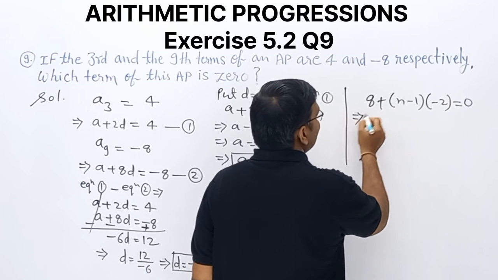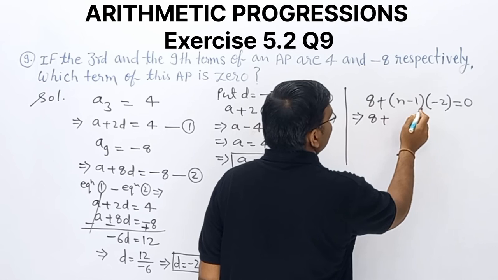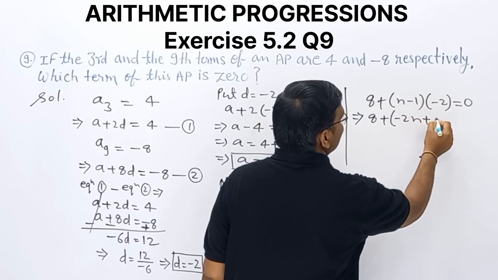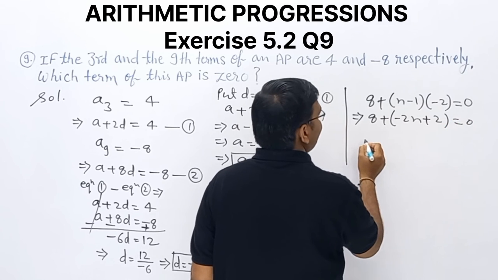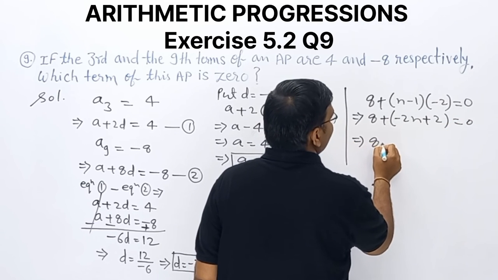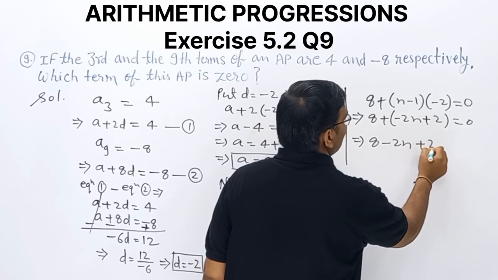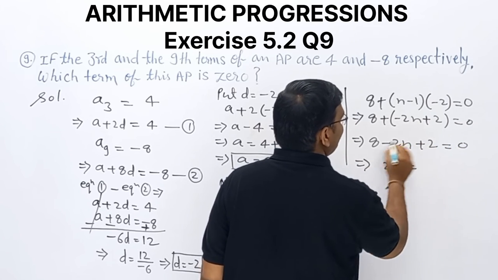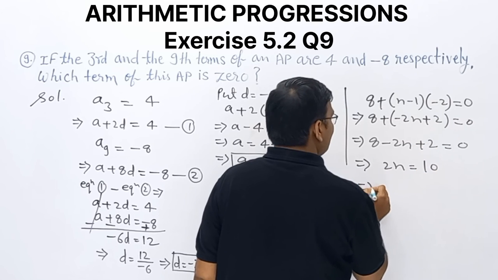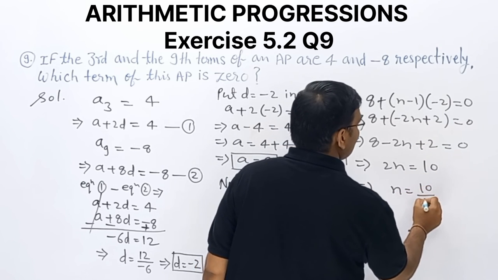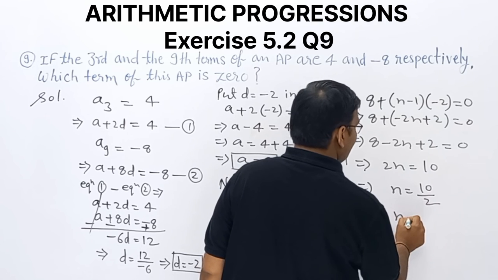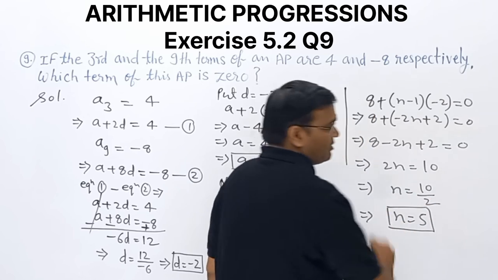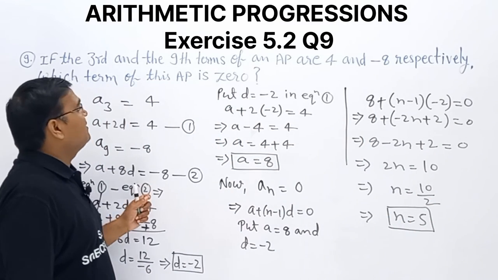Solve for n. 8 plus, solve this one, -2n, minus times minus, plus 2 equal to 0. 8 minus 2n plus 2 equal to 0. This can be written as 2n equal to 8 plus 2, 10. And n equal to 10 by 2. Solve this one. N equal to 5. So which term? Fifth term of this AP.